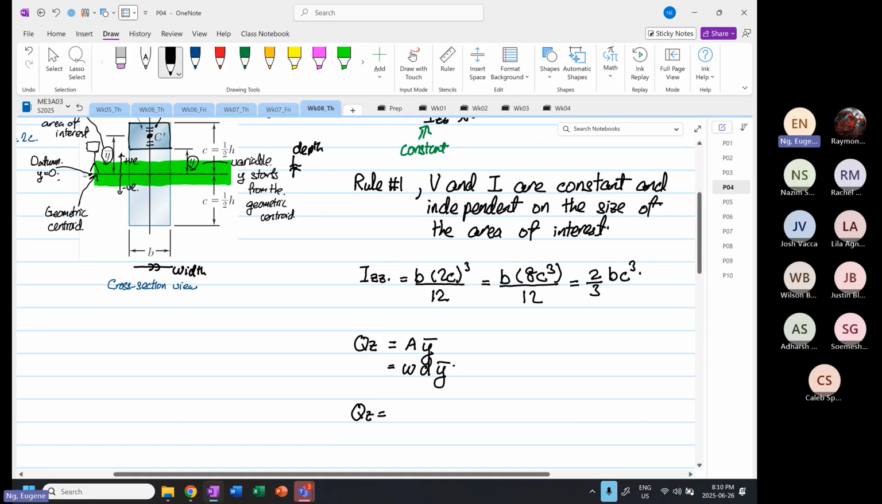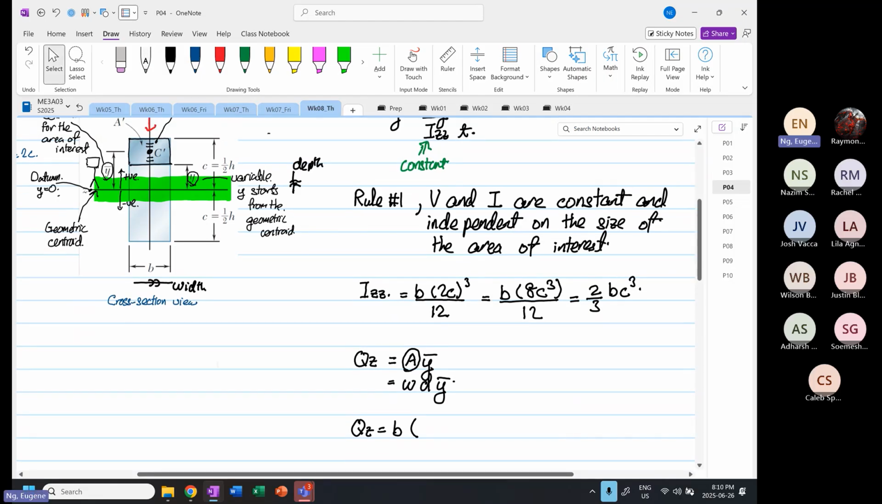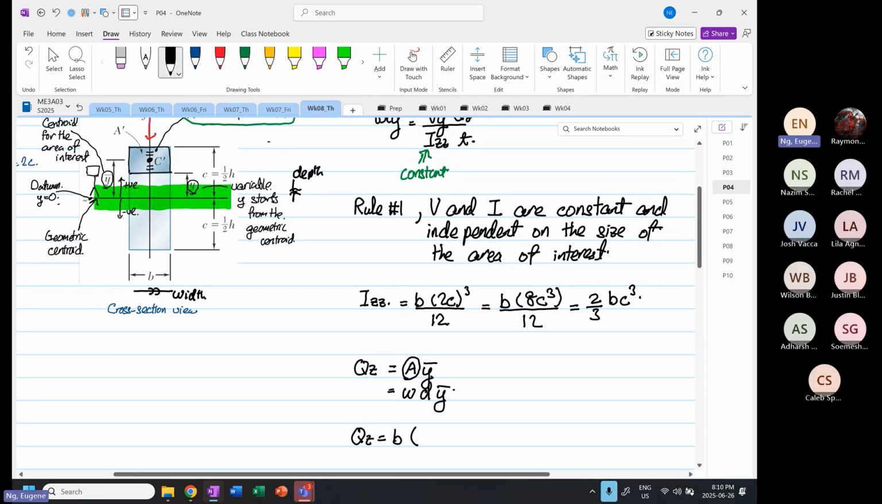we know the width is equal to B. The depth, and the Y bar. Now the area, what we can see over here is the area is changing. The area is changing because the Y is the variable.